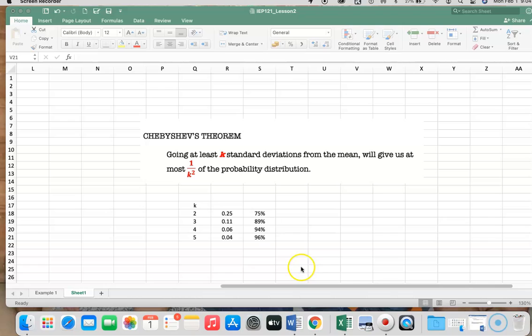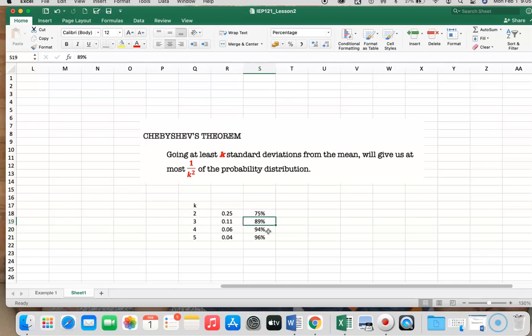Thus, if k is 2, going 2 standard deviations from the mean, there will be at most 25% of the distribution, or at least 75%. If we go 3 standard deviations from the mean, there will be at most 11%, or 1 over 9, of the distribution, or at least 89%. And if we go 4 and 5, this will be the result.